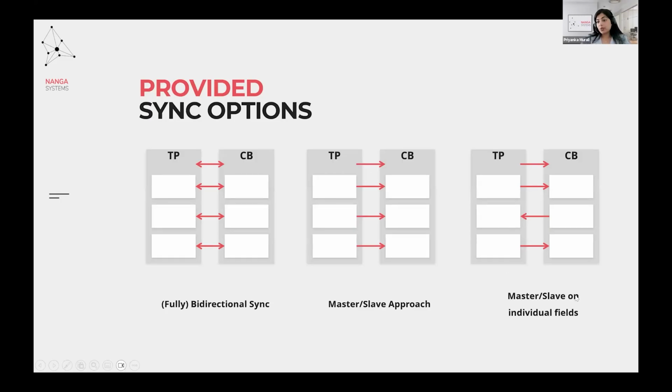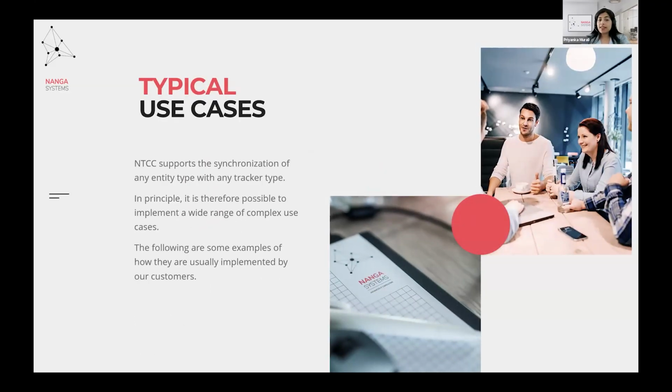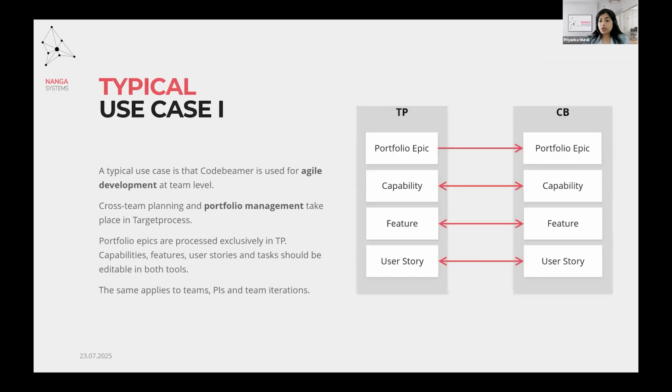Finally, there is a hybrid scenario in which you can set up a master-slave approach on the overall system level, but also configure certain fields or entities to sync back in the opposite direction. So if target process is the master, then most of the data would sync from target process to Codebeamer, but you can also set up certain fields or entities to sync from Codebeamer to target process. So NTCC supports syncing any entity type with any tracker type, which means it can handle a wide range of complex use cases. Now let's talk about some of these typical use cases.